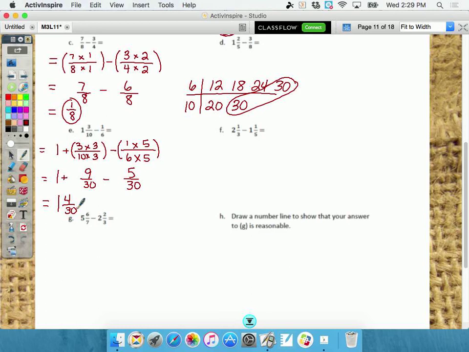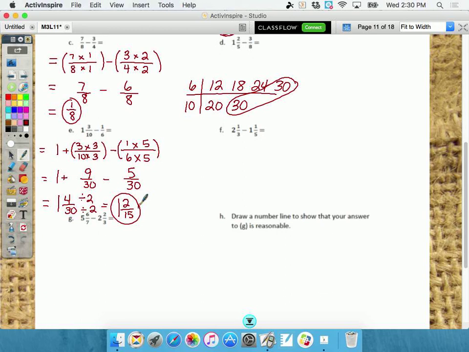Now, is it simplified? No. How do you know? Because you can simplify it. How do you know you can simplify? 4 does not divide into 30. Oh, Maria? They share a factor. What factor do they share? 2. So let's divide them both by 2. 4 divided by 2 is? 30 divided by 2 is? So there's the answer: 1 and 2/15.